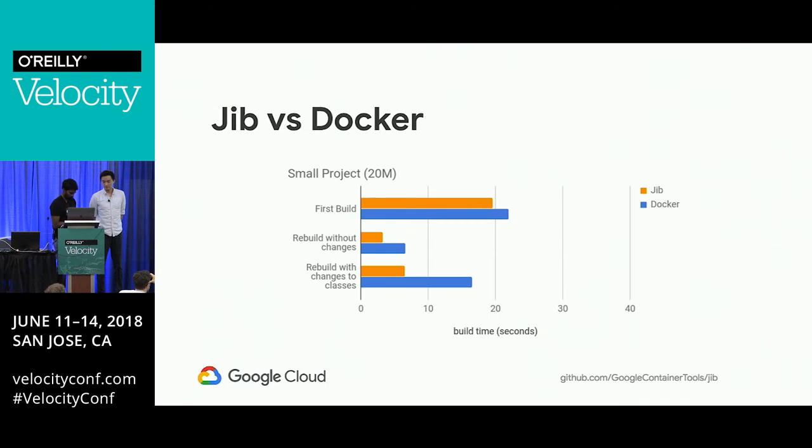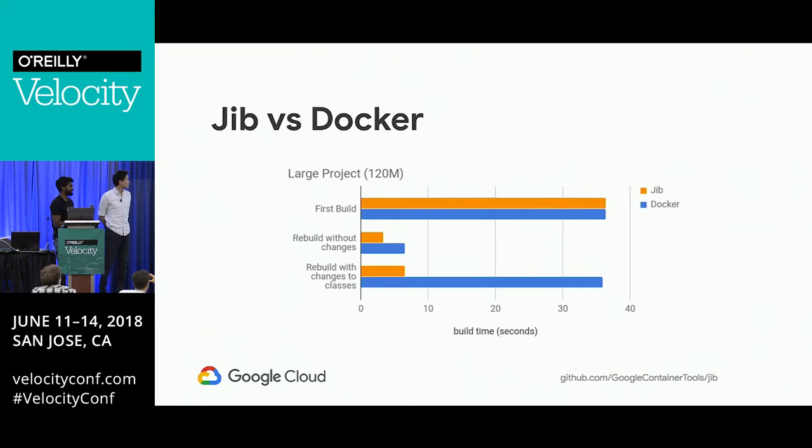But if you look at a much larger application, down at the bottom, this one might be heavy on dependencies and resources. So when you change classes, again, Jib is only sending a small layer over, while your traditional Docker build is going to send the whole thing over. And that, in this case, takes 35 seconds, which is a lot of time to be waiting for your build.